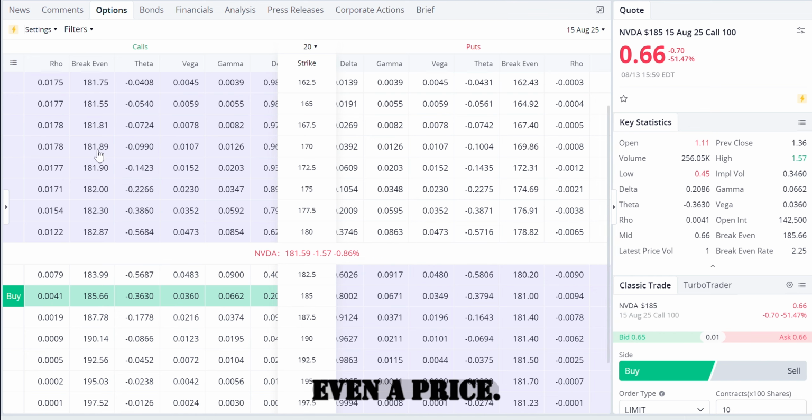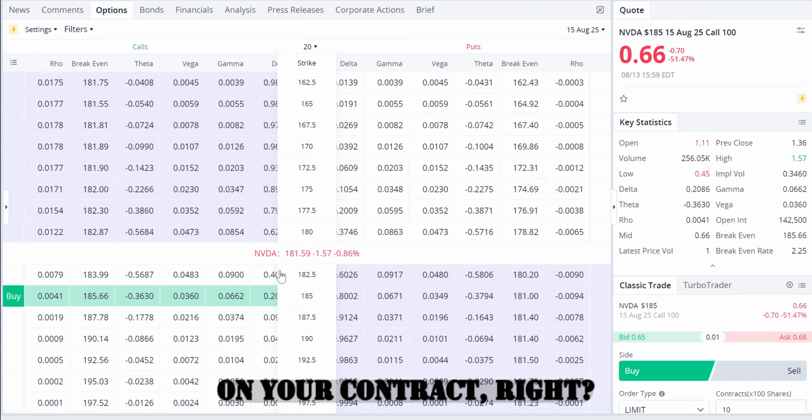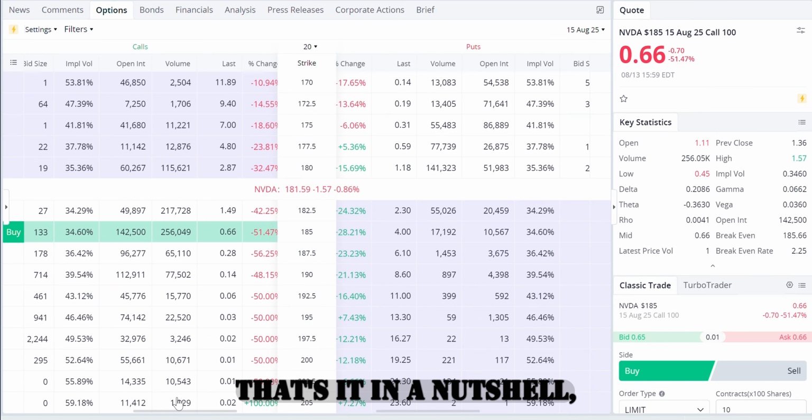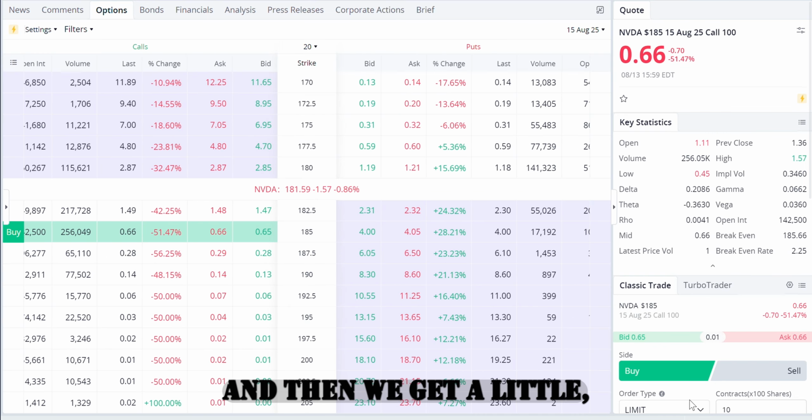And the break even price is what NVIDIA needs to get to for you to break even if it doesn't move drastically towards your strike price. But if it moves drastically towards your strike price, you instantly gain value on your contract, right? So you want the stock to move rapidly. The more rapidly the stock moves to your strike price, the more profits you gain. So that's it in a nutshell, to be quite honest. All right. And then we get a little more into it.